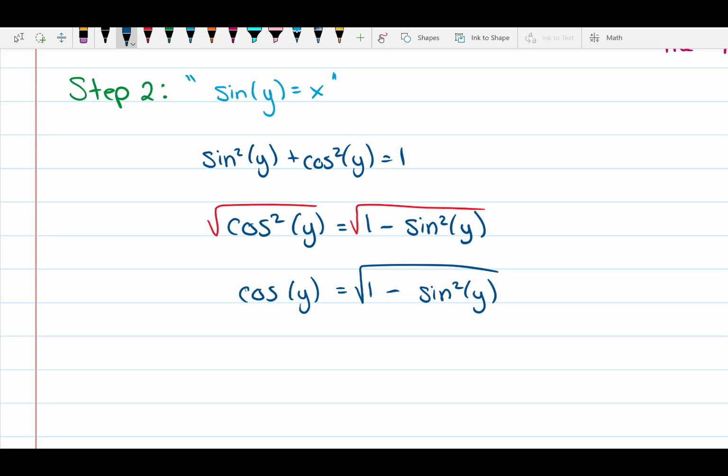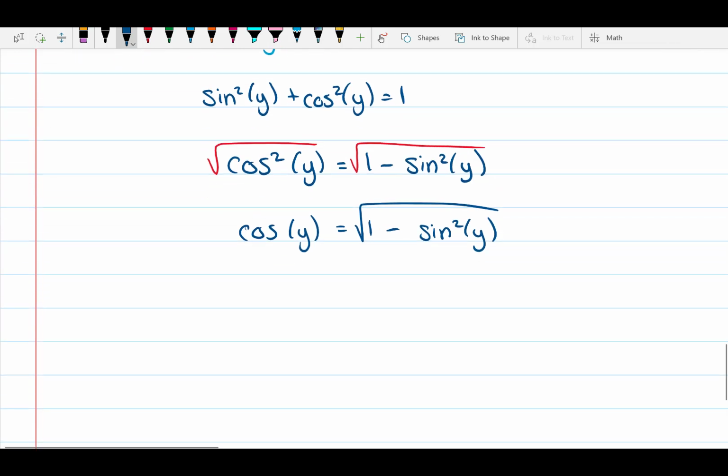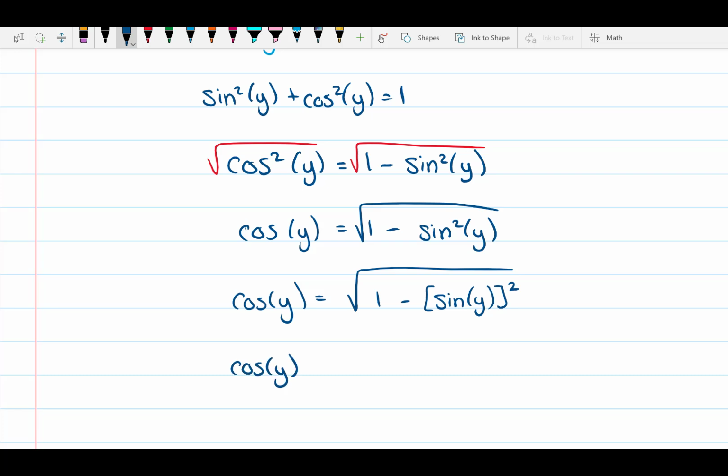Now I know what you're thinking. I need a plus or minus. It's okay. Because we're dealing with inverse functions, we're only going to look at the positive square root value. Because otherwise we get a plus and a minus, and then one input will give us two outputs, and that's not good. So we have cosine of y is equal to the square root of 1 minus sine of y squared. Now remember, sine of y equaled x. So we get cosine of y is equal to the square root of 1 minus x squared.